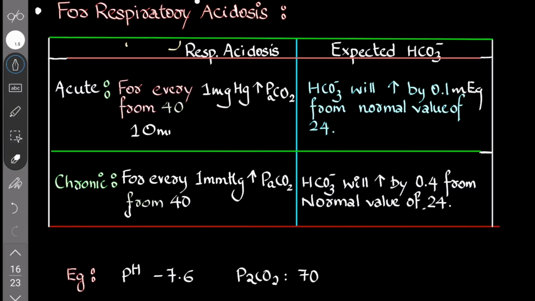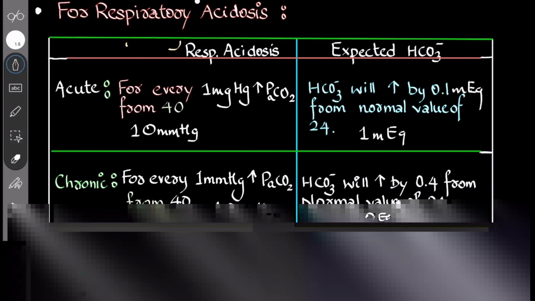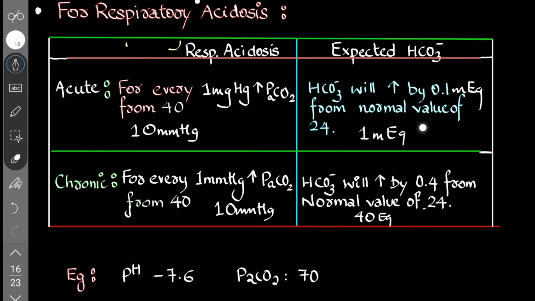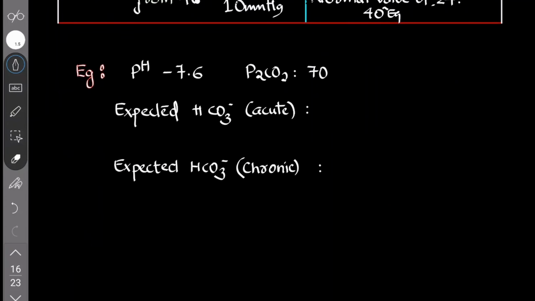So for 1 millimeter it is 0.1. For 10 millimeter of Hg, what will happen? It should increase by 1 milliequivalent. Similarly here, for 10 millimeter of Hg, it increases by 4 milliequivalents. So let's solve this problem. The pH is 7.6, PaCO2 70, expected bicarbonate. So it is a respiratory acidosis.